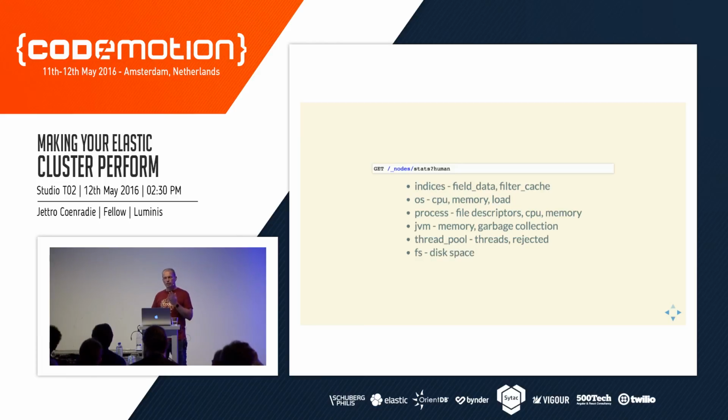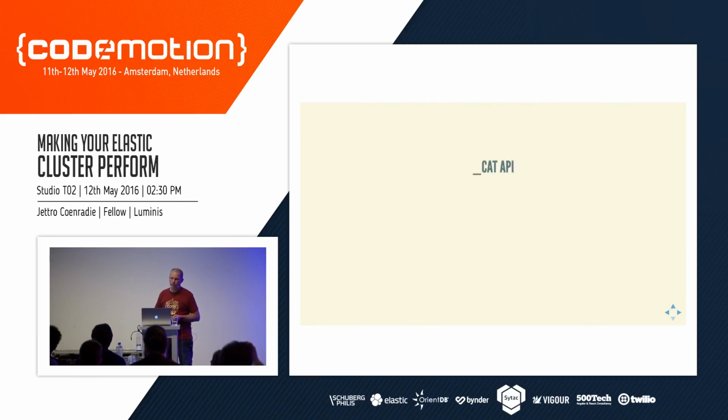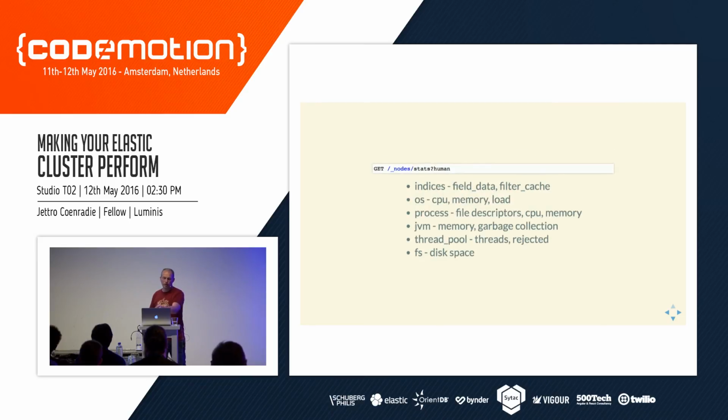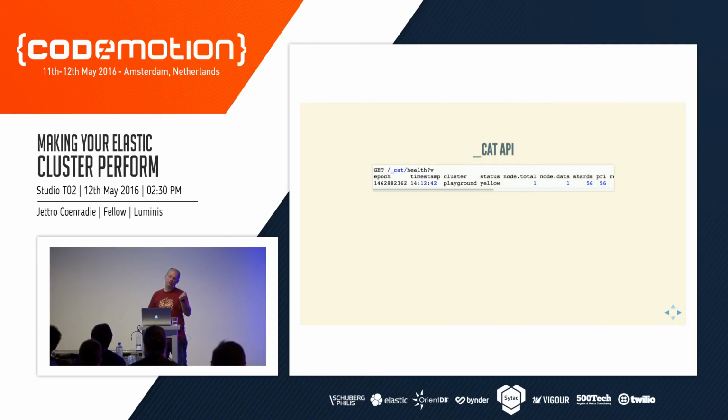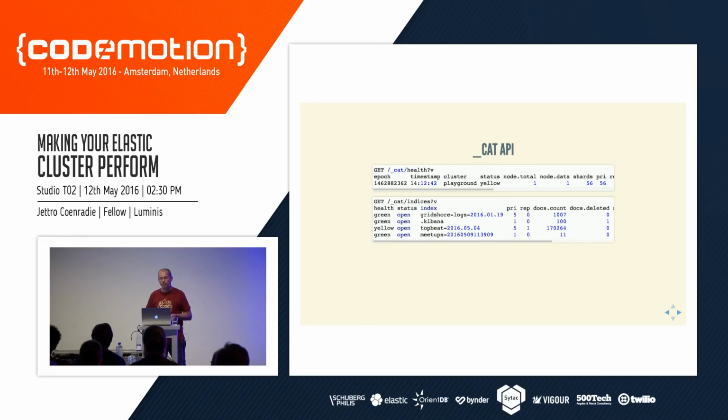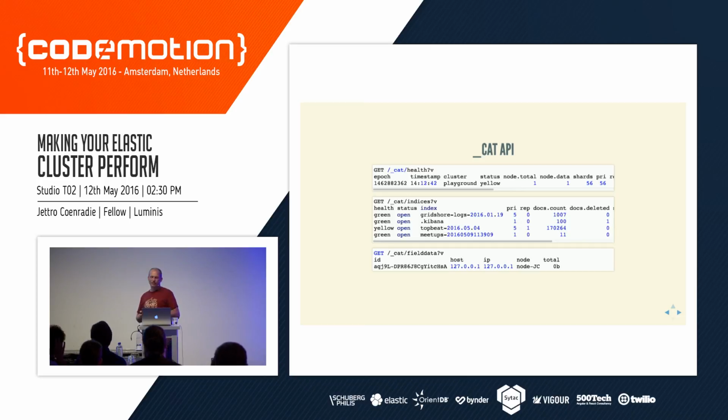Thread pools, again, mind the rejected. If there is something there, then you have a problem. And the file disk. And then there's the cat API, but I'm almost out of time, so I'll do this very fast. The cat API is ideal. Who doesn't know the cat API? One hand. There's a cat API that you can use a lot on the command line.